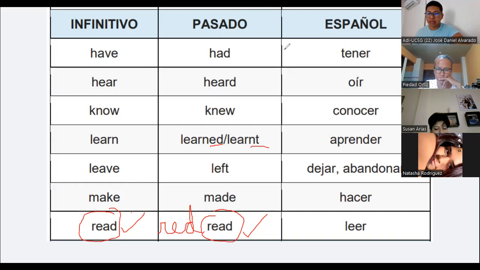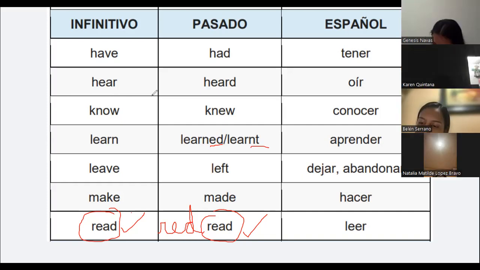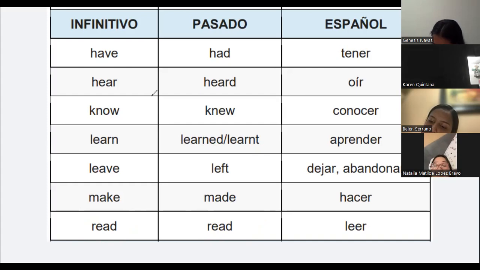Now, this time, Karen, can you please help us reading the verbs in infinitive and also in past? Yes. Have, had, hear, heard, know, knew, learn, learned, live, lived, make, made, read, read. Very good. Very, very good. Okay. Now let's continue with the next ones.